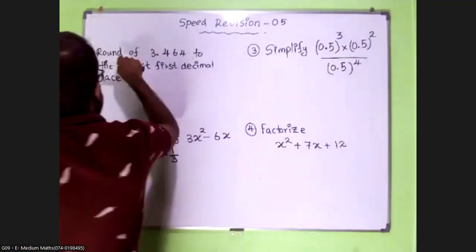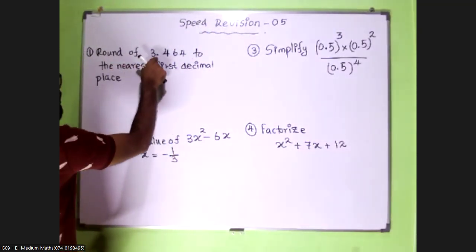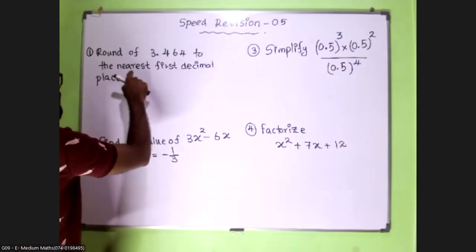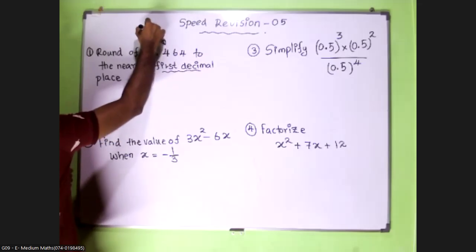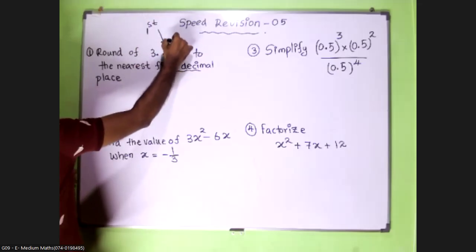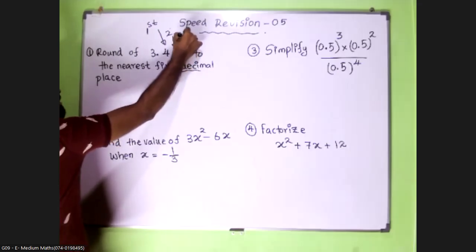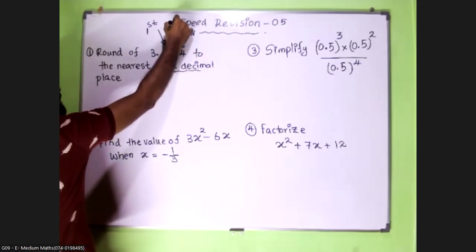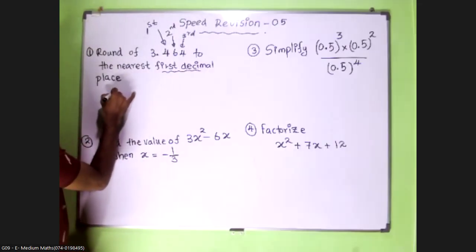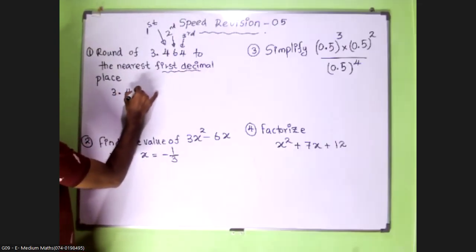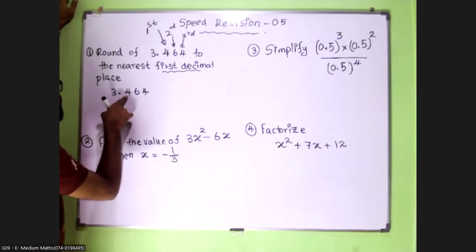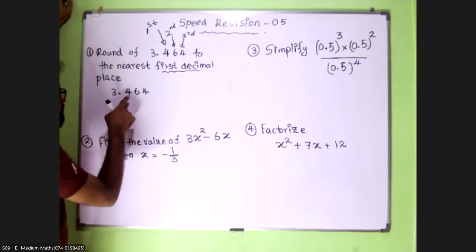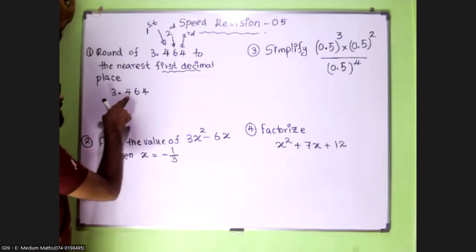Right. First one, round off 3.464 to the nearest first decimal place. So this is the first decimal place, then second decimal place, then third decimal place. So how do you round off to the first decimal place?